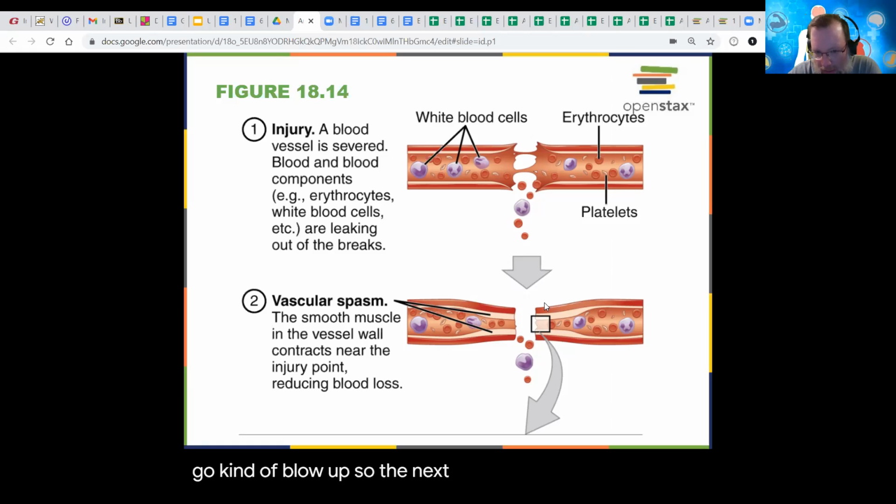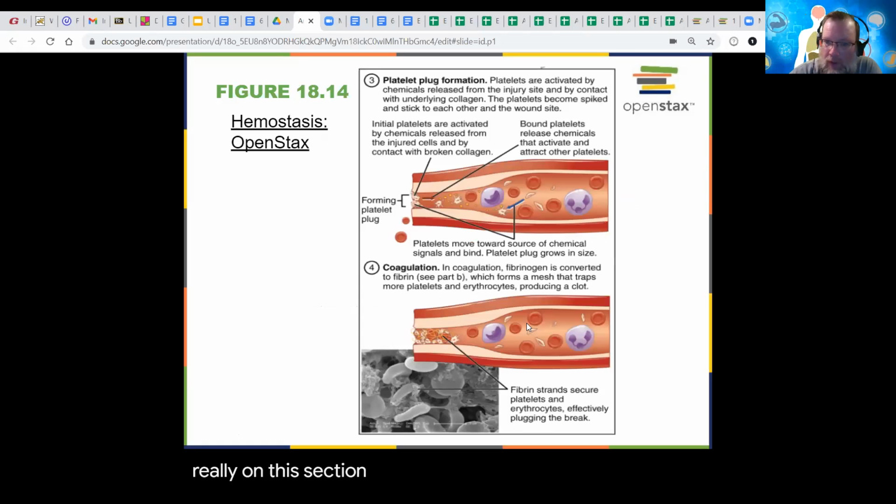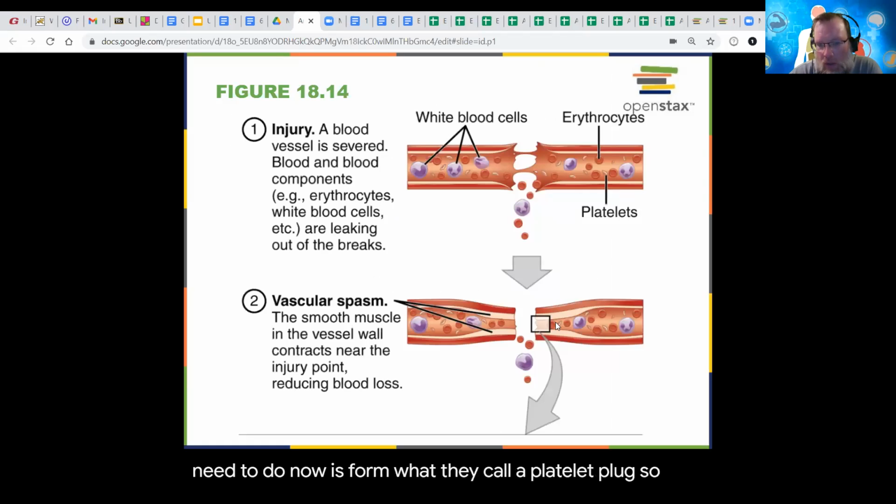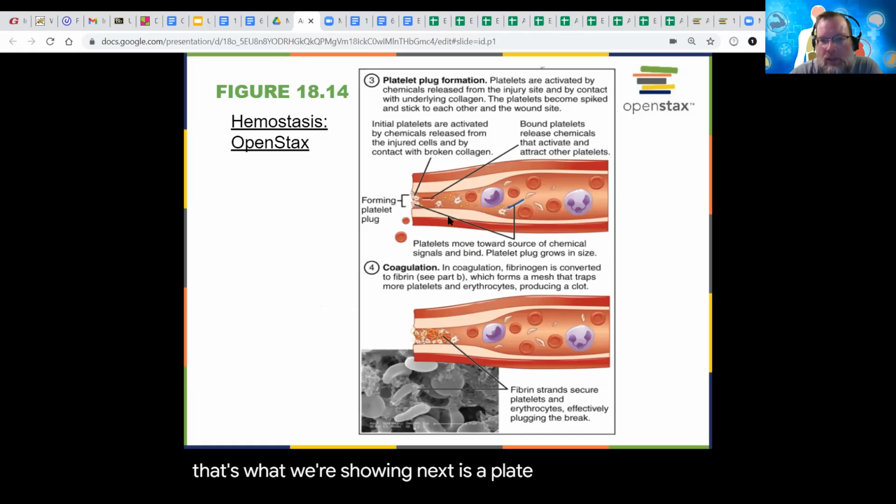So the next slide, it just takes and focuses really on this section here. All right, so now we're just looking at the one part of that break. And what we need to do now is form what they call a platelet plug. So we're going to put a plug right here and right here. So that's what we're showing next, a platelet plug.